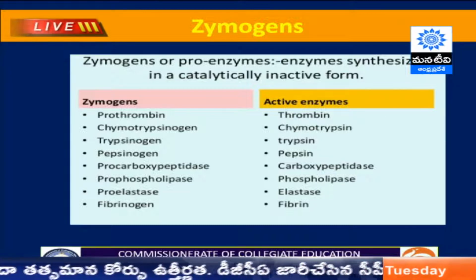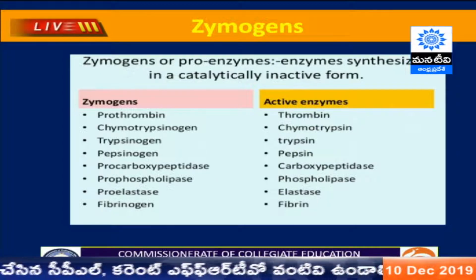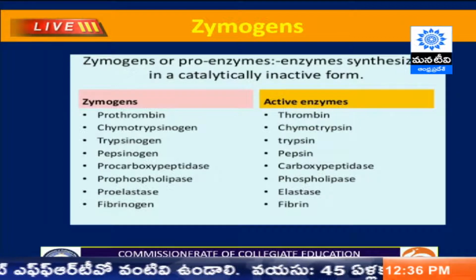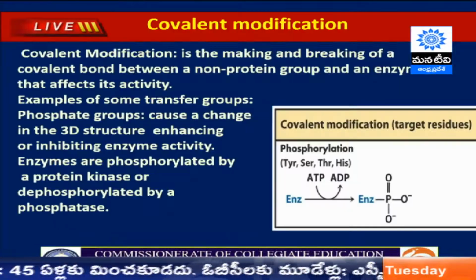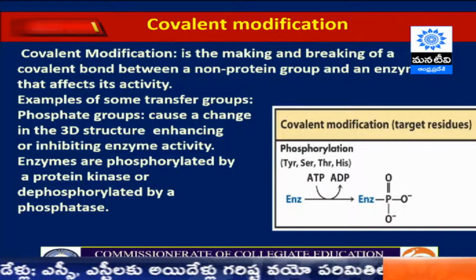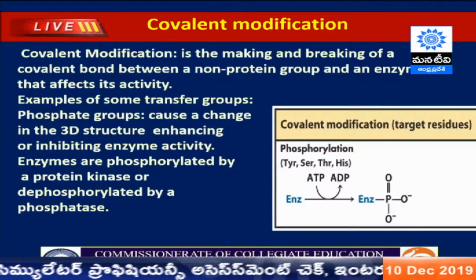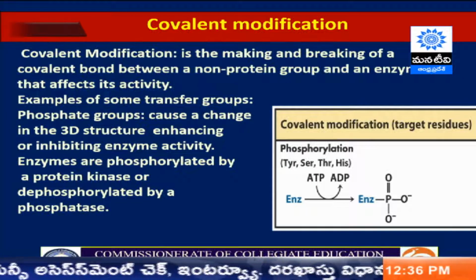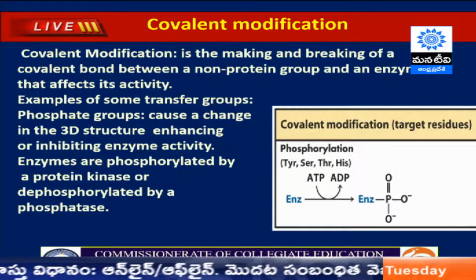Generally these zymogens become active either in the presence of hydrochloric acid, or with the help of enzymes, or by autoactivation. That means by themselves they become active. Next is covalent modification. As already discussed, by adding a phosphate group to the substances, we can change the properties or catalytic efficiency of the enzymes.